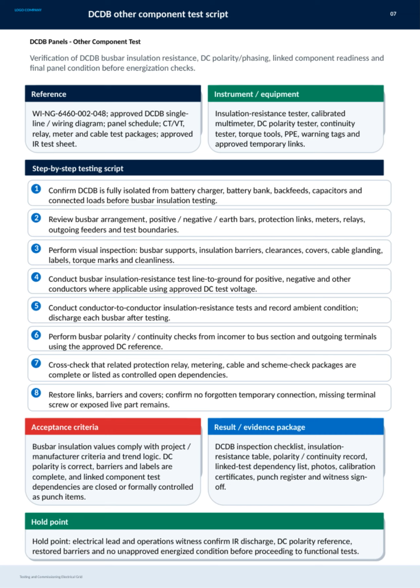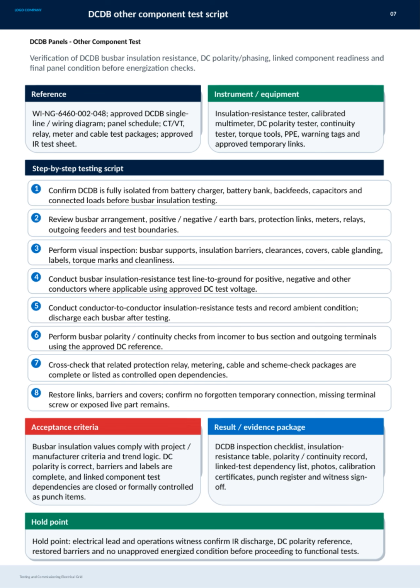First, confirm the DCDB is fully isolated from all sources like battery chargers and connected loads before beginning busbar insulation testing. Next, review the busbar arrangement, identifying positive, negative, and earth bars, protection links, meters, relays, feeders, and the defined test boundaries. A thorough visual inspection follows, checking busbar supports, insulation barriers, clearances, covers, cable glandings, labels, torque marks, and cleanliness.